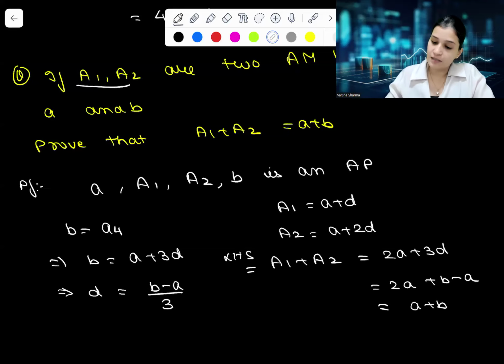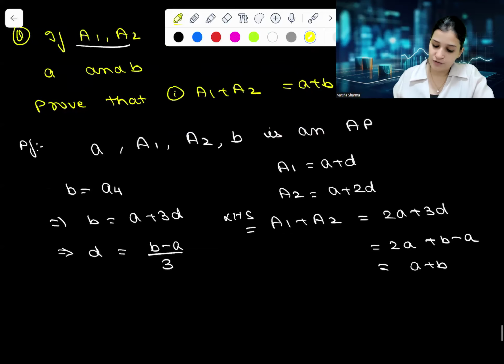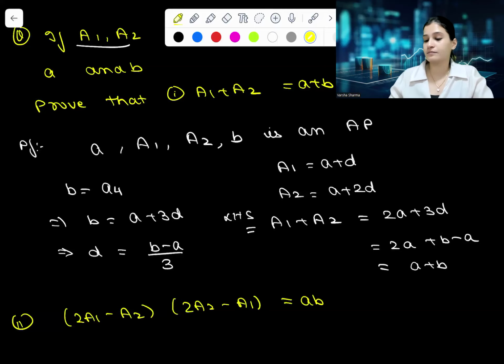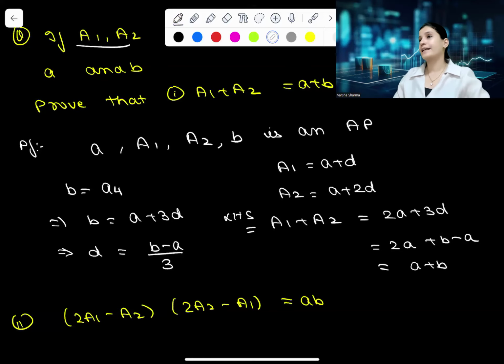Yes. For the same situation, can you also try twice A1 minus A2 into twice A2 minus A1 equals A into B? For the same question, try this proof.